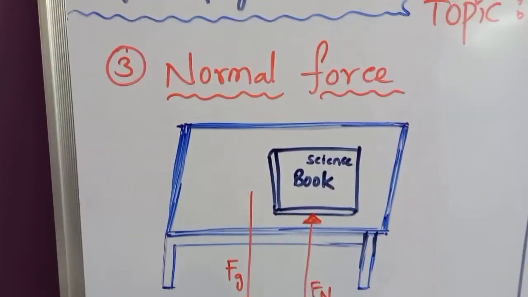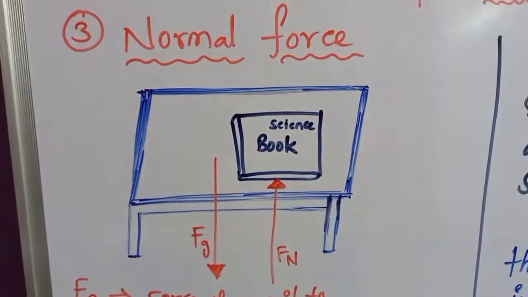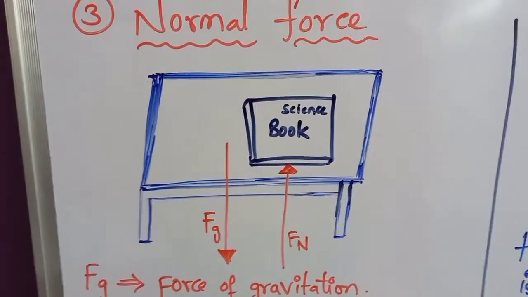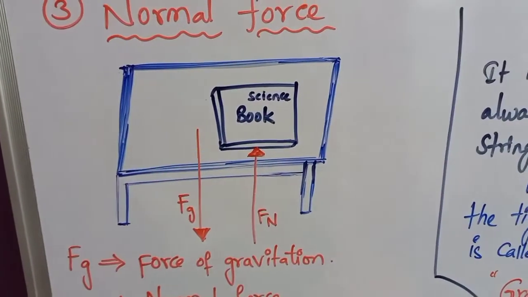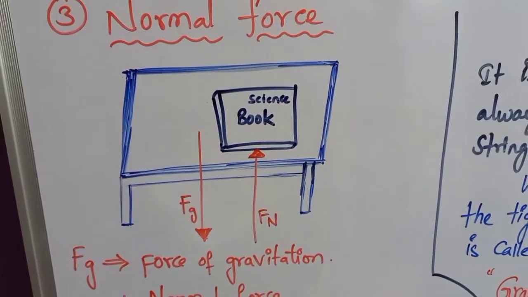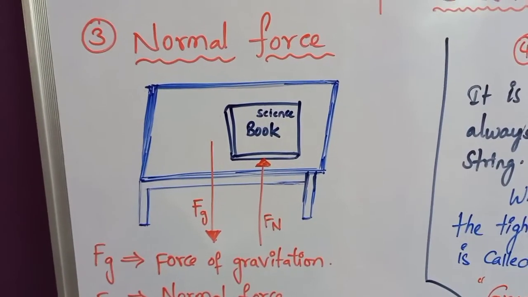To understand the normal force, here I have given you one diagram. Children, what are you able to see in this picture? There is a table. Upon the table, there is a book placed. Now, is it in the state of rest? Yes, the book is at rest. Is there any force acting on that book? Yes, there is some force acting on the book.